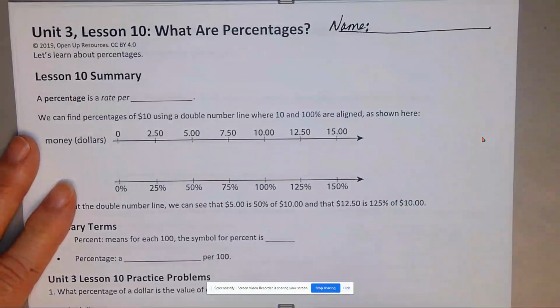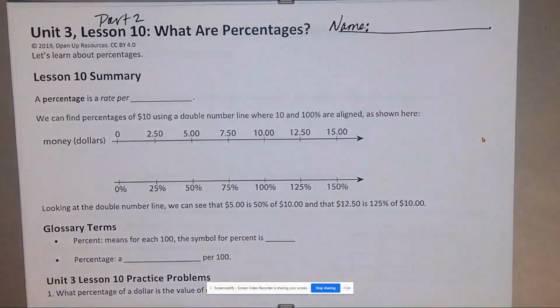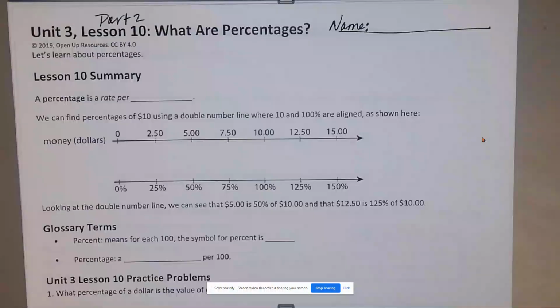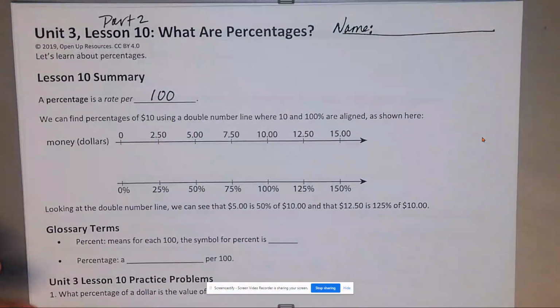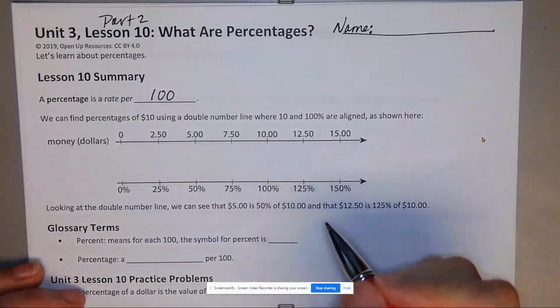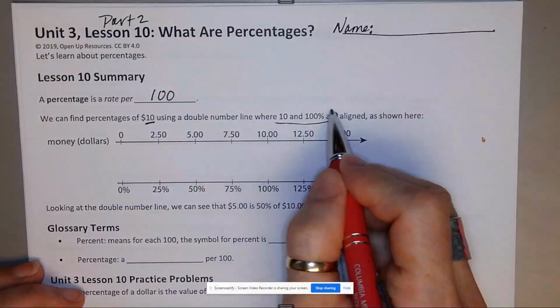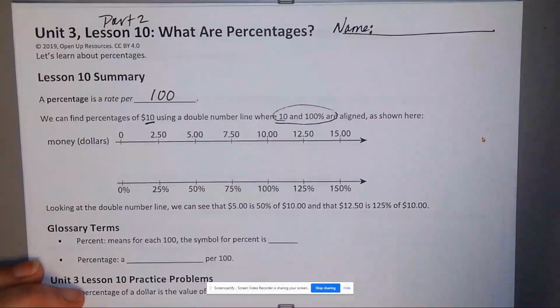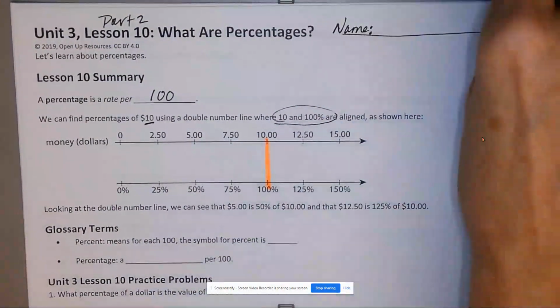Welcome to Unit 3, Part 2, Video Notes. We're starting percentages. A percent is a rate per 100. So it's always being compared to 100. If we look at the double number line, you're noticing that $10 and our 100% are aligned. When they say aligned, they go together, right? That's our ratio, our equivalent ratio.